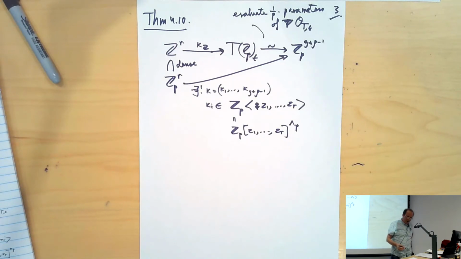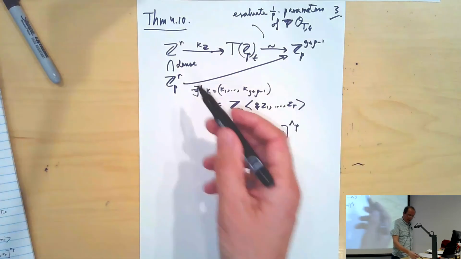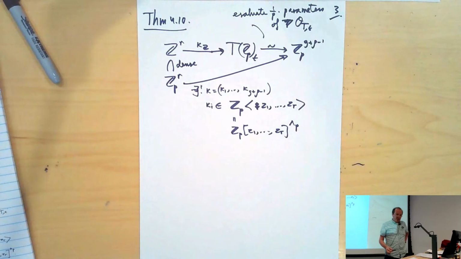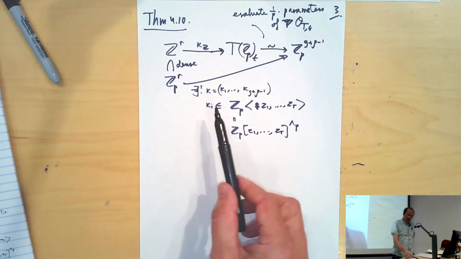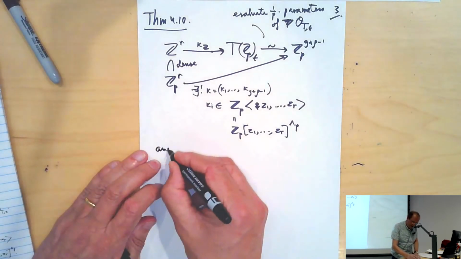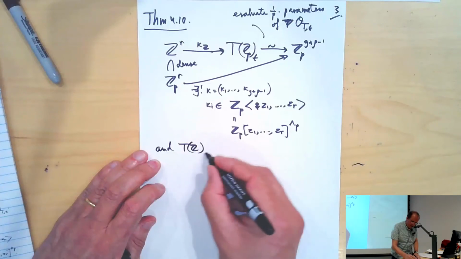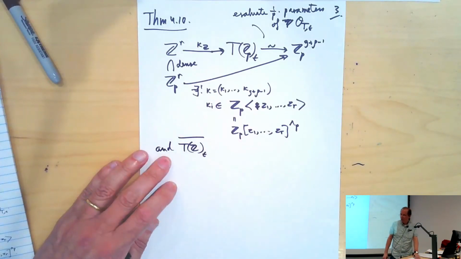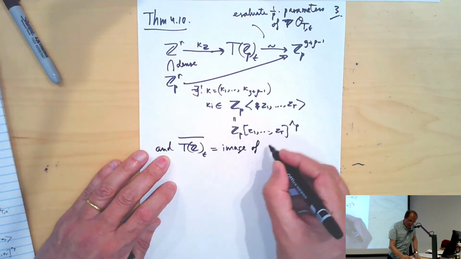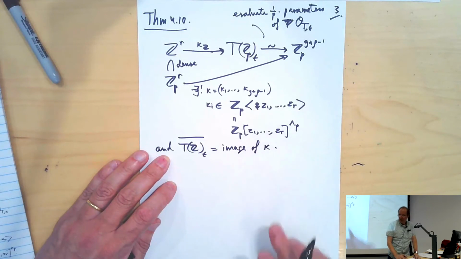Okay, so what the theorem says is that this map kappa z that we made is actually given by a unique system of power series, integral convergent power series. And also it says that T_Z, the closure of what I wanted to know, is the image of the kappa map, right?